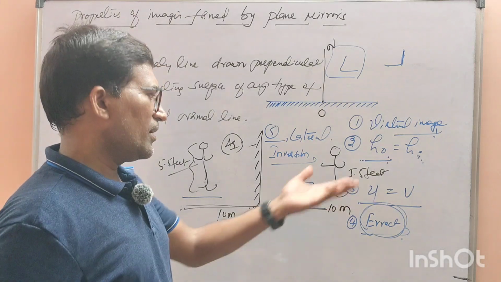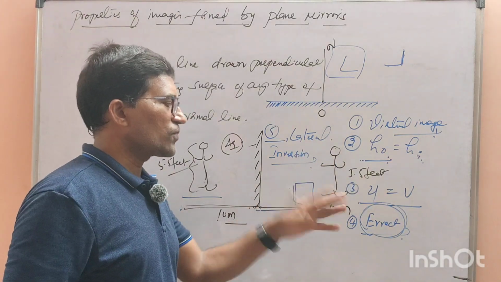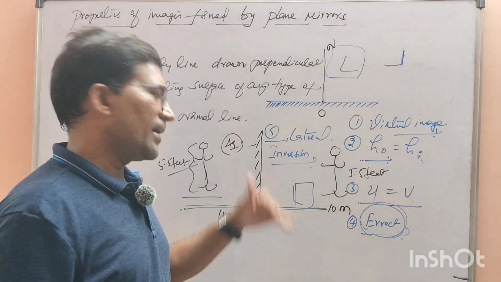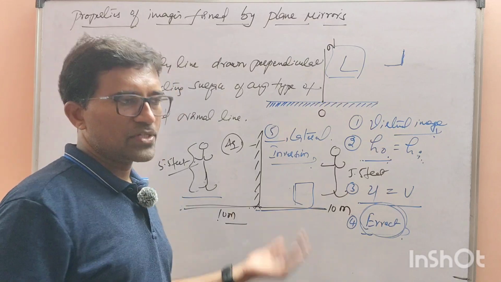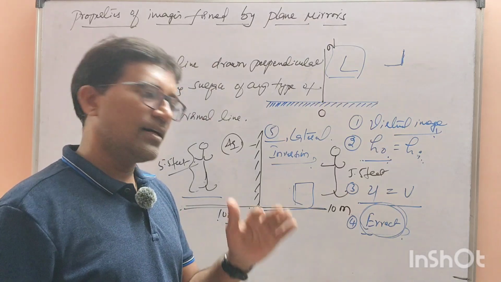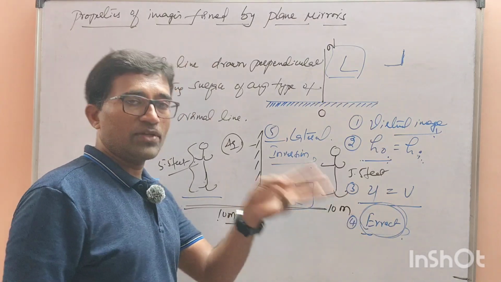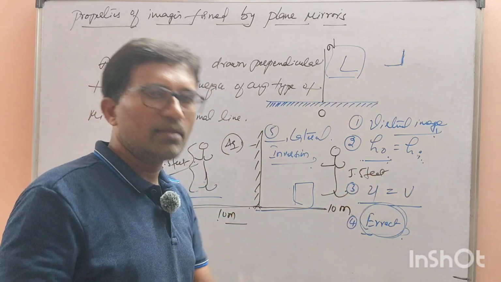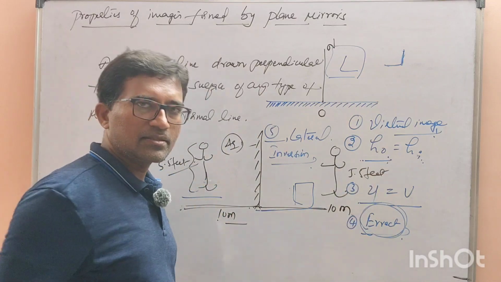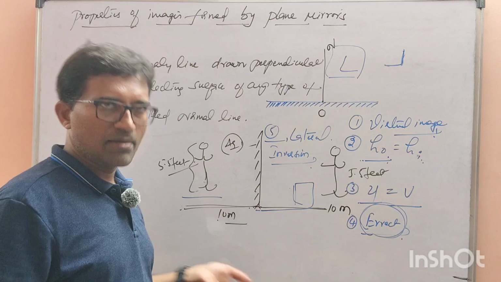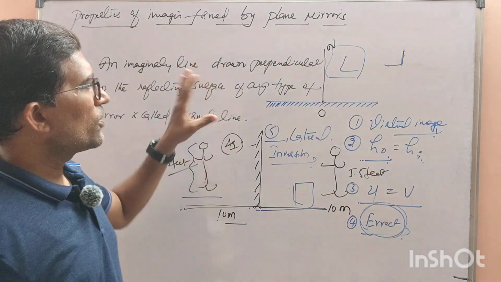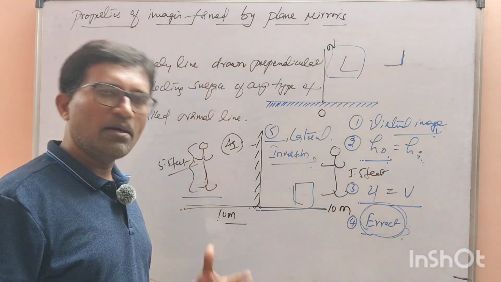Understood? And the remaining, it always follows the laws of reflection of light. The angle of incidence is equal to the angle of reflection. The angle of incidence, the angle of reflection and the normal line will lie on the same plane. All the principles are as they are. All the rules and laws are the same. So these are the properties of the images formed by the plane mirror.